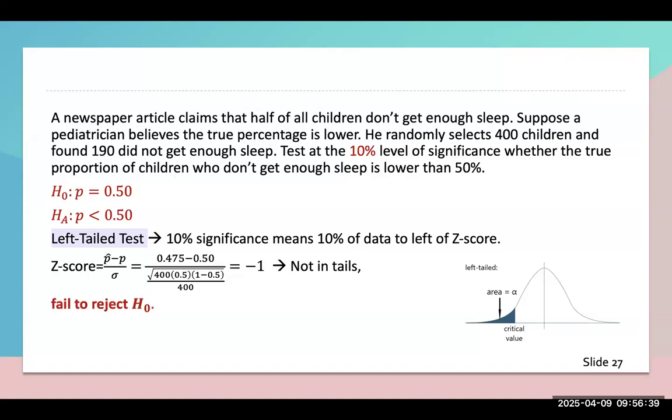So left-tailed test, when we're below our critical value, we reject. But in a right-tailed test, when we're above our critical value, we reject.